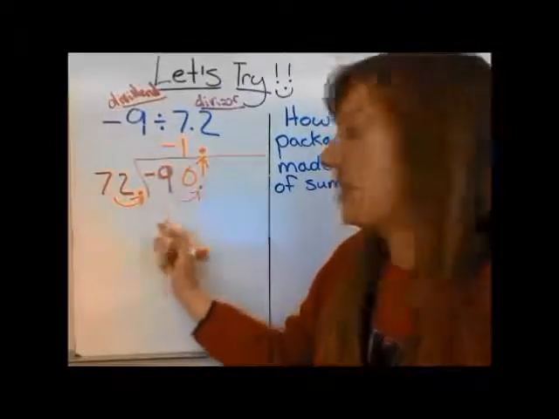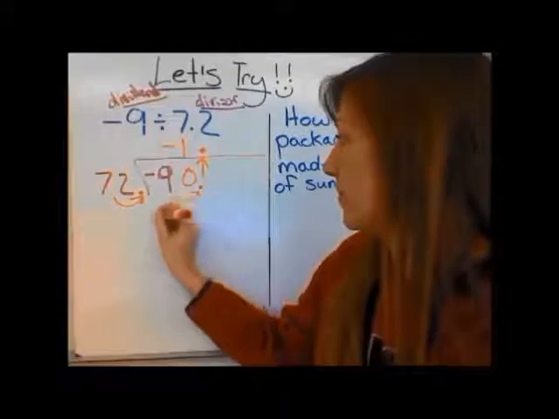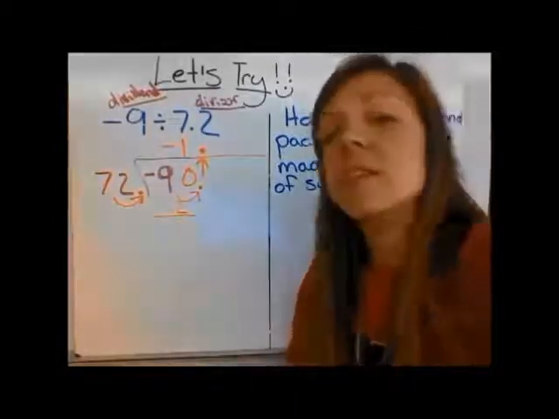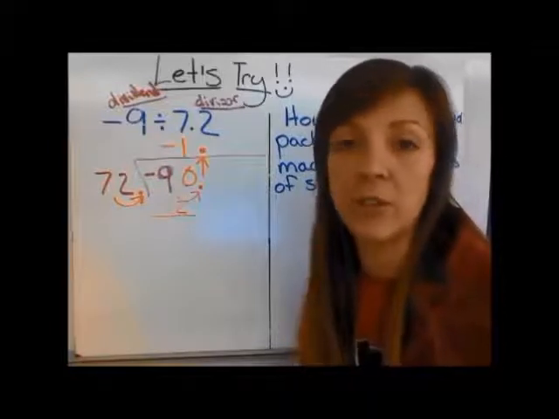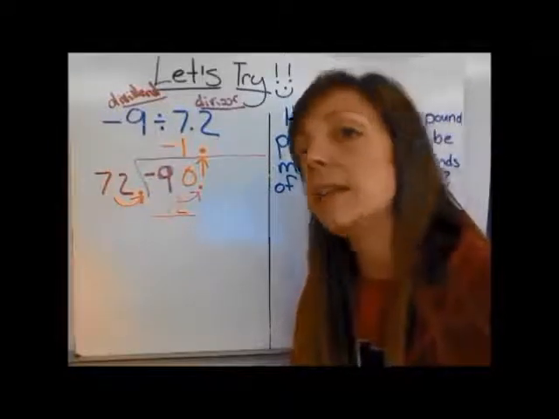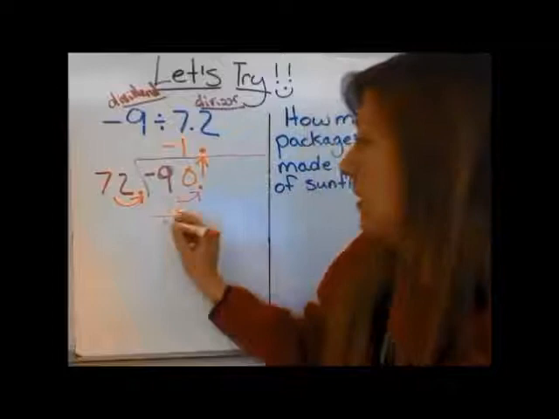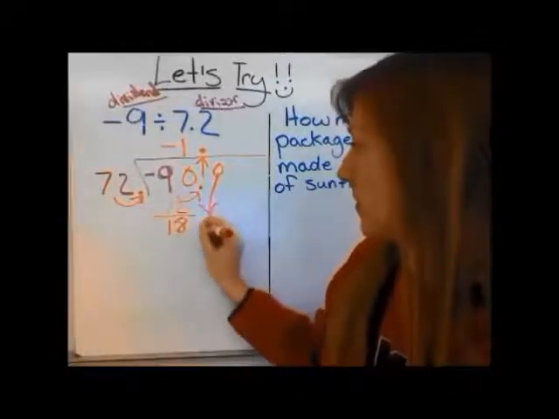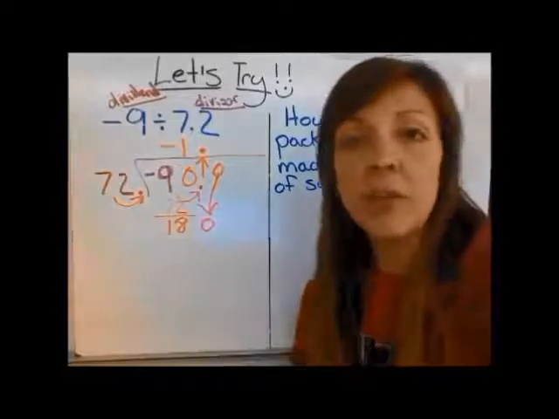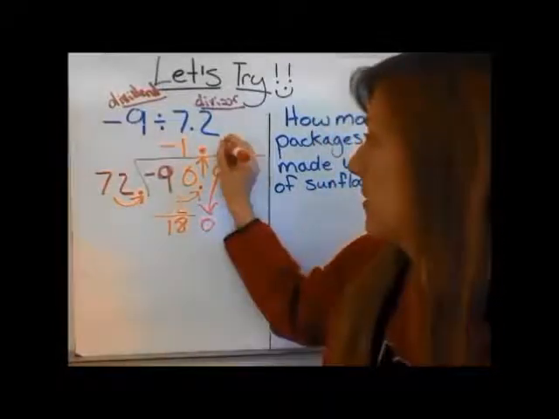1 times 72 is 72. 72 from 90, and at this point I'm ignoring my negative signs. I'm just going to do regular subtraction. 90 take away 72 is 18. 72 into 180 goes twice.